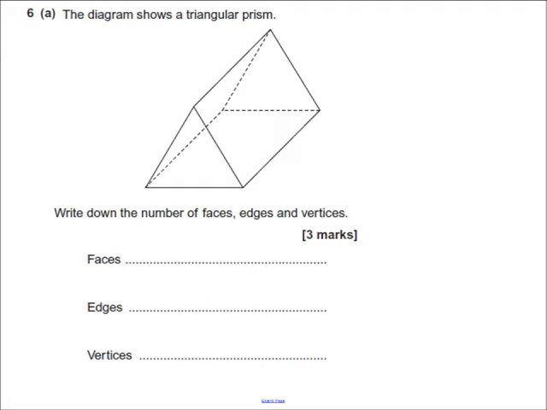Question 6a gives you a diagram of a triangular prism, and they want you to write down the number of faces, edges and vertices. So the faces are the actual shapes that we're seeing. So we have 2 triangles at either end, and then we've got 3 rectangles that go around the centre. So there are 5 faces to a triangular prism.